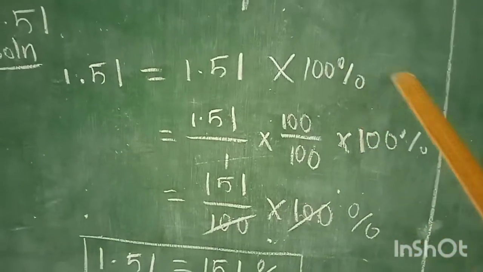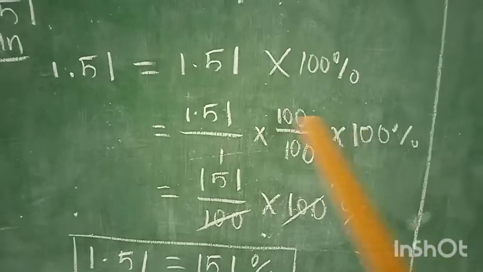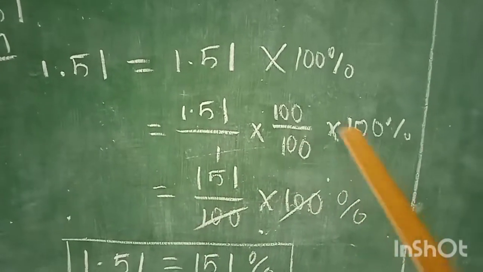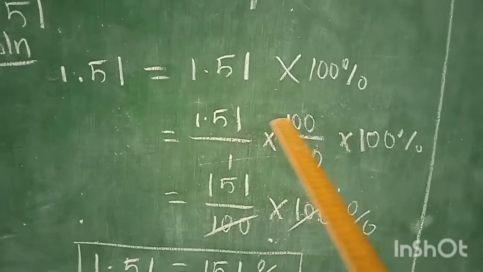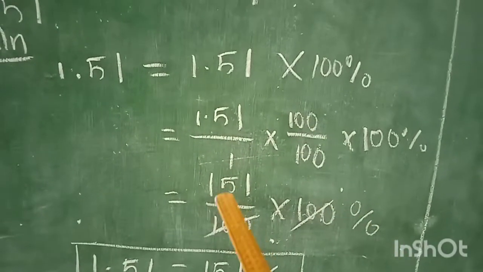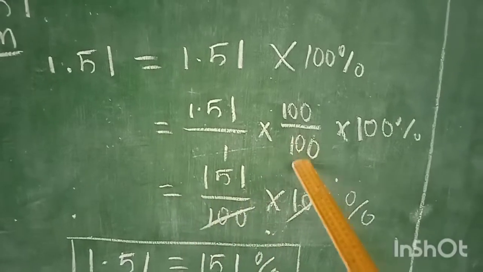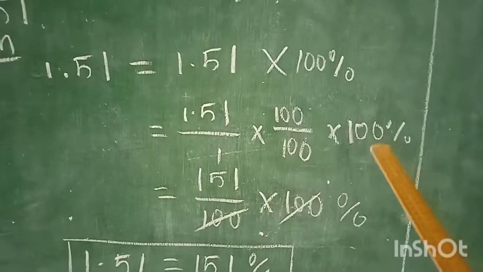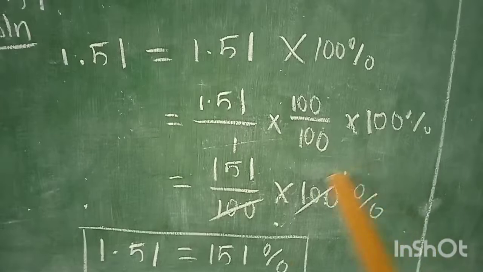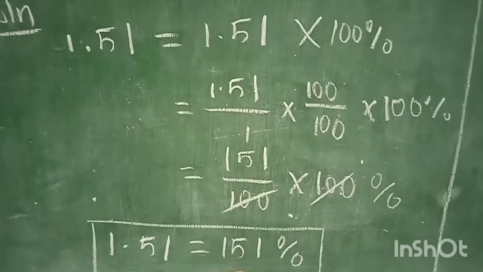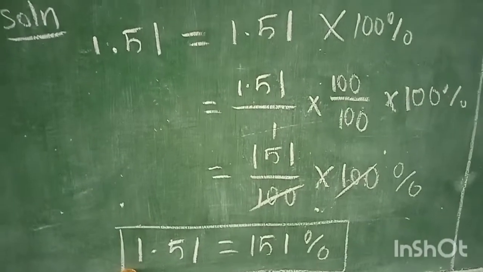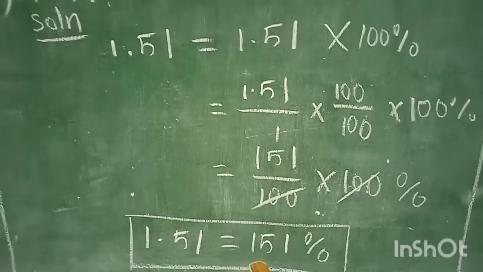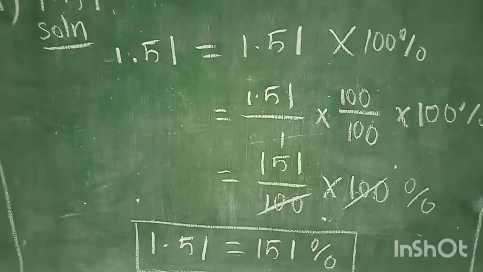And also we have 100%, write that. After that we are multiplying 1.51 into 100. So we are getting 151 upon 100 into 100%. So we are cutting this 100 and 100. We are getting the answer 151%. So this is your final answer: 1.51 equals 151%. Okay, we'll see one more sum.